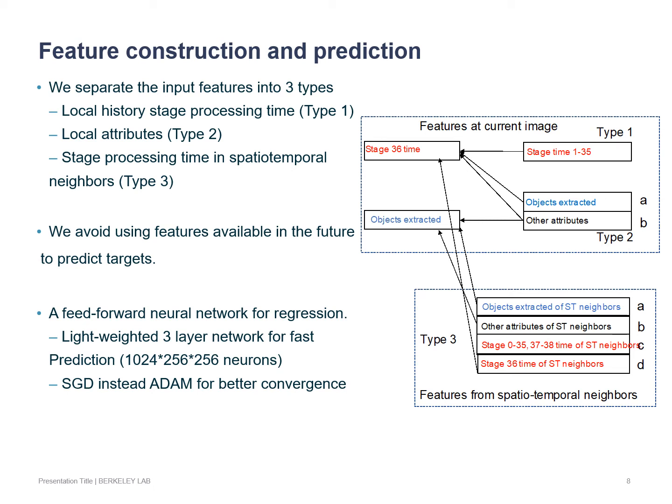We use a light-weighted neural network with 3 layers for making predictions. In terms of training, we use stochastic gradient descent, which is stable.